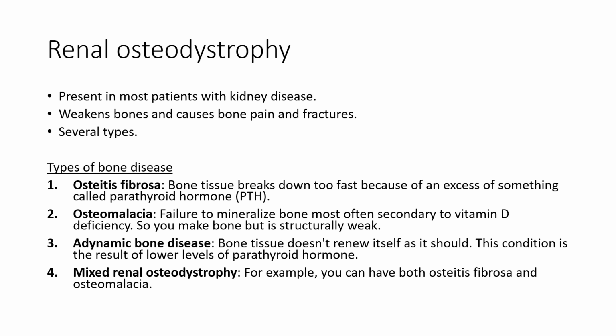Renal osteodystrophy is present in most patients with kidney disease. It can weaken bone and cause bone pain and fractures. There are several different types of renal osteodystrophy, and we'll go through these each in detail, but they include osteitis fibrosa cystica, which occurs on the basis of having excess parathyroid hormone, or osteomalacia, which is due to a failure to mineralize the bone, usually secondary to vitamin D deficiency. You can have something called adynamic bone disease, where the bone tissue doesn't renew itself as it should, usually because PTH levels are too low. And of course, you can have a mixed picture, like you can have both osteitis fibrosa and osteomalacia. So again, we'll go through all these individually.